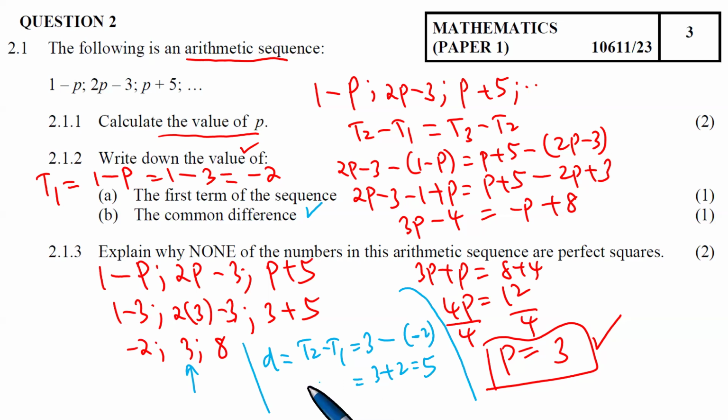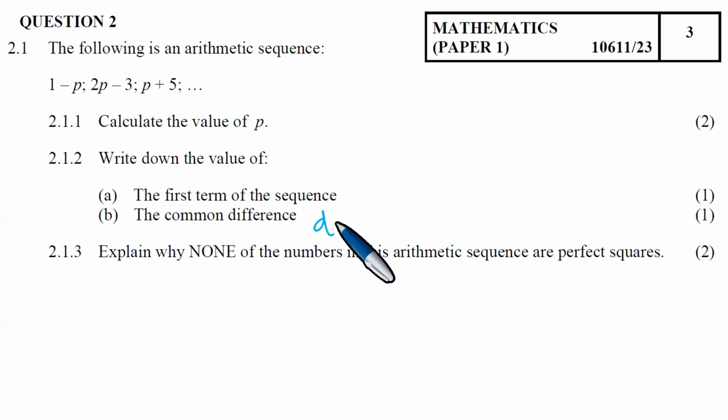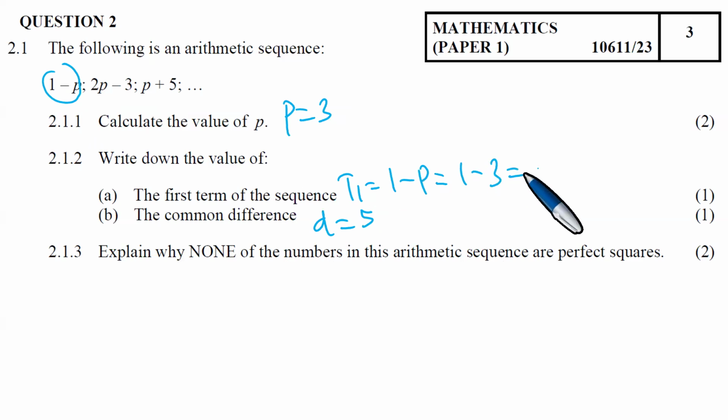So now it appears that our D is equal to 5. Meaning you can say the common difference is 5. We have found the rest of these things, but let us continue. The first term, you got because P was 3 from the previous question. The first term is 1 minus P, which is 1 minus 3, which is minus 2.